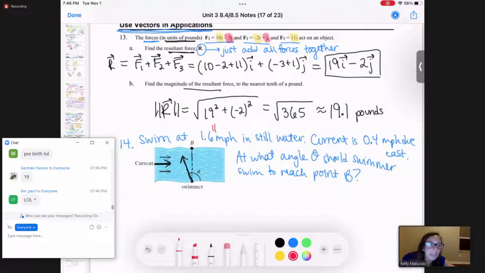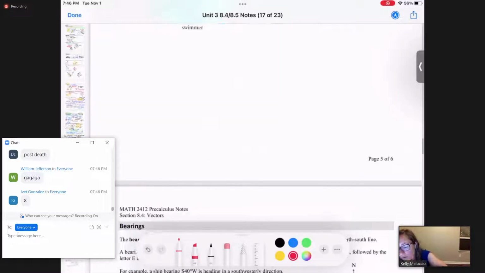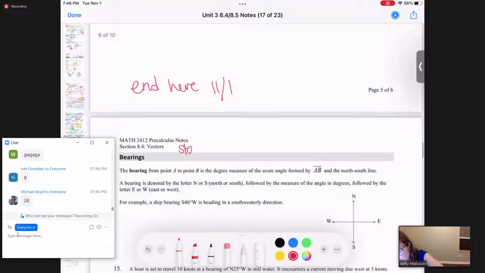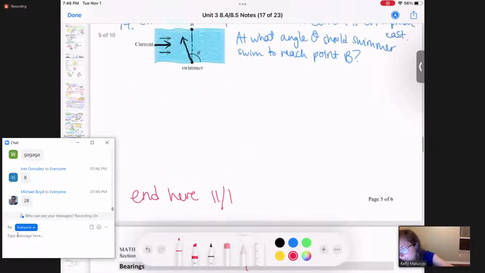So there's a question, but let me just finish this problem and I will post these notes. I'm going to write that we're ending here today and we'll start here on Thursday.